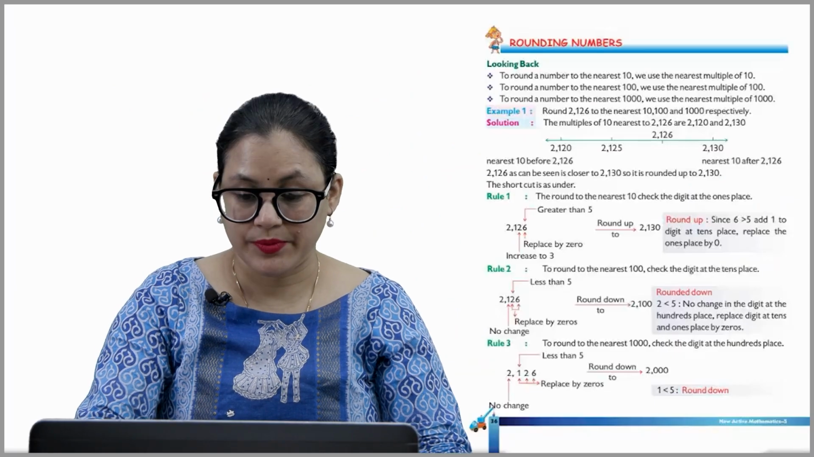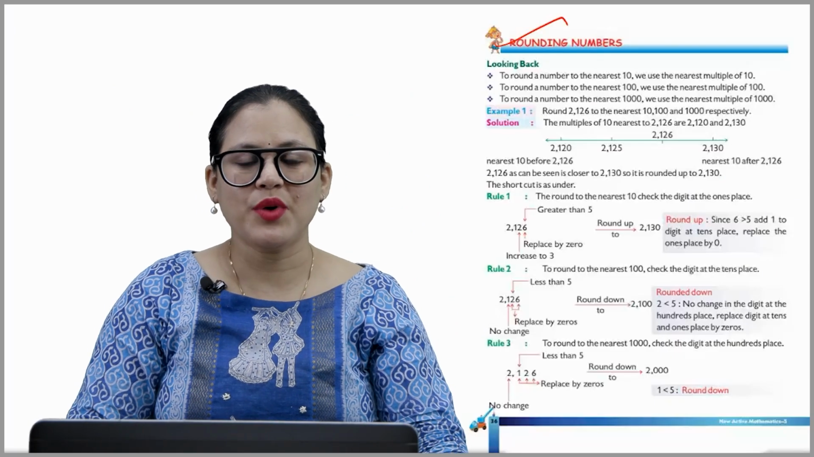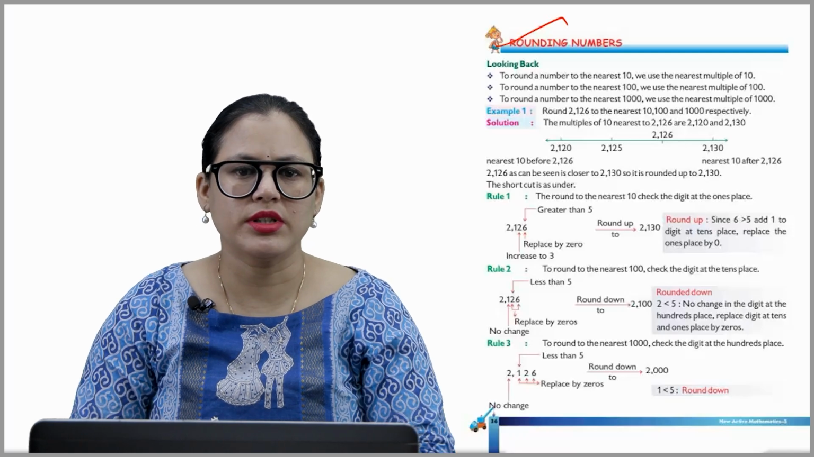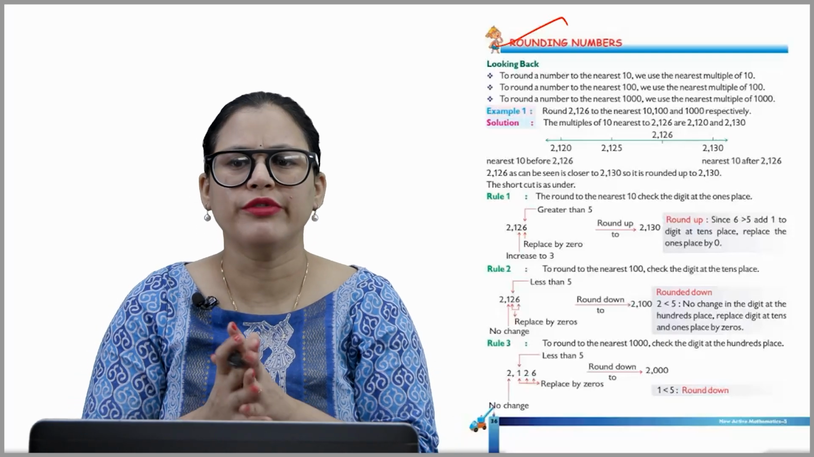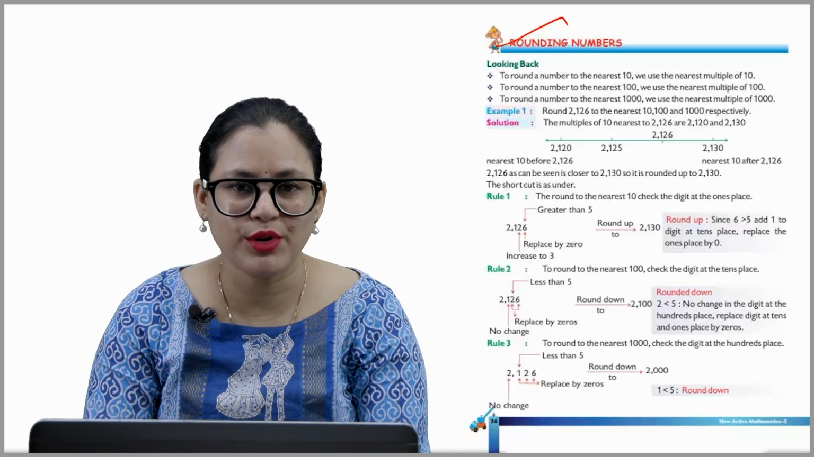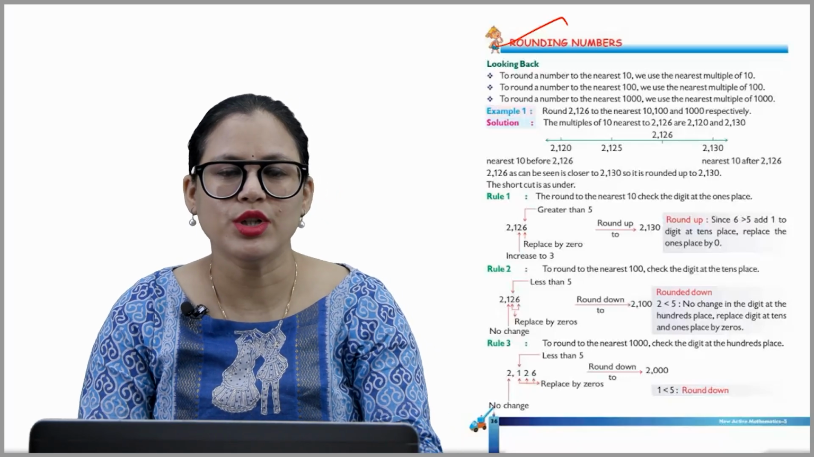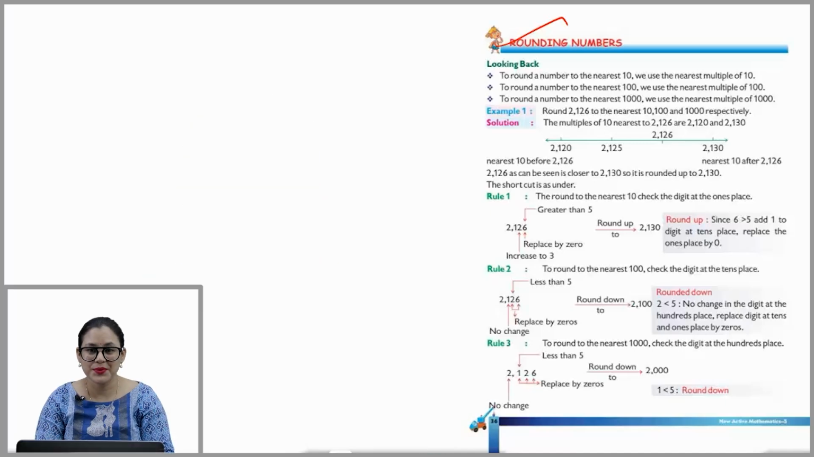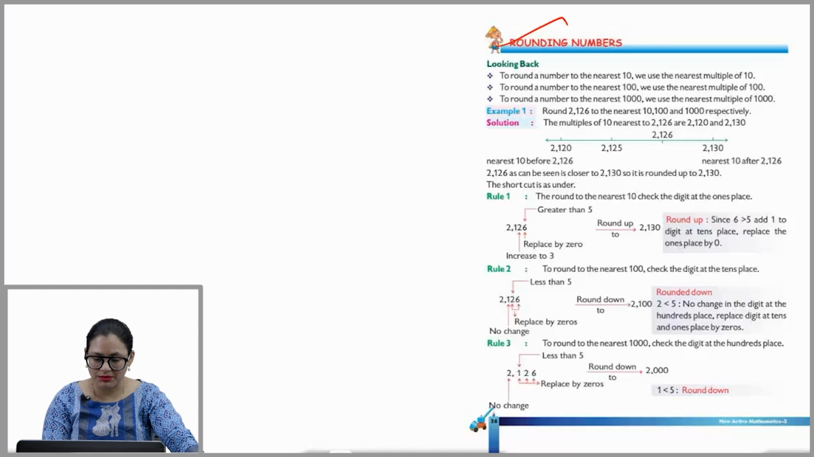Rounding numbers. Looking back, to round a number to the nearest 10, we use the nearest multiple of 10. To round a number to the nearest 100, we use the nearest multiple of 100. And to round a number to the nearest 1000, we use the nearest multiple of 1000. Example: round 2126 to the nearest 10, 100 and 1000 respectively. So the multiples of 10 nearest to this number, which is 2126, are what?